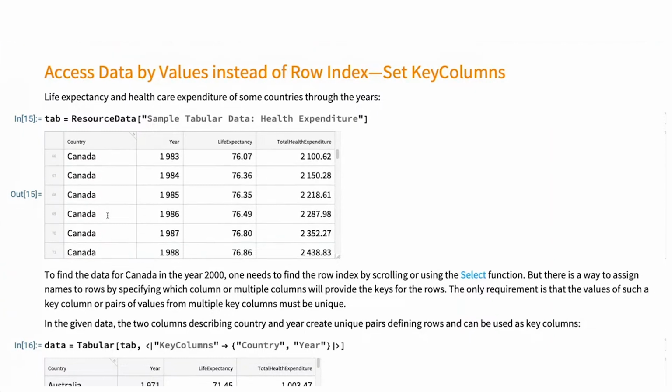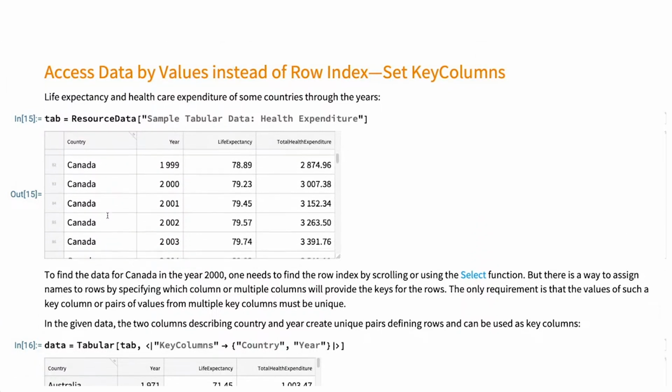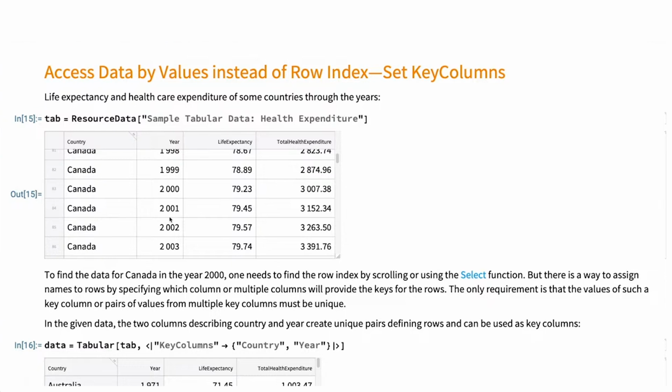If, for example, we would like to know what the data was for Canada in the year 2000, either I would need to keep scrolling to find which row it is, which is not such a good idea, I think, because it takes time. Or the other option is to use select with two conditions, on the column of the country and the column of the year.